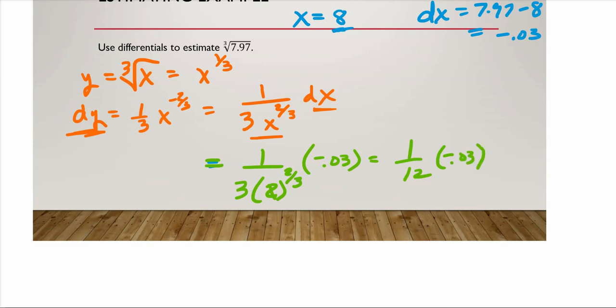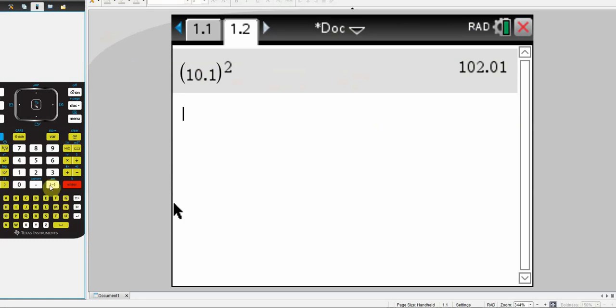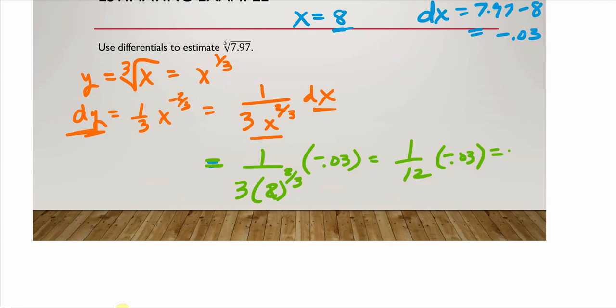And that is going to give me what? What is that going to give me? Let me take out my calculator here. And I'm saying negative 0.03 divided by 12 is going to give me, that's going to be a really small number, negative 0.0025. Okay? So now, that's my dy.